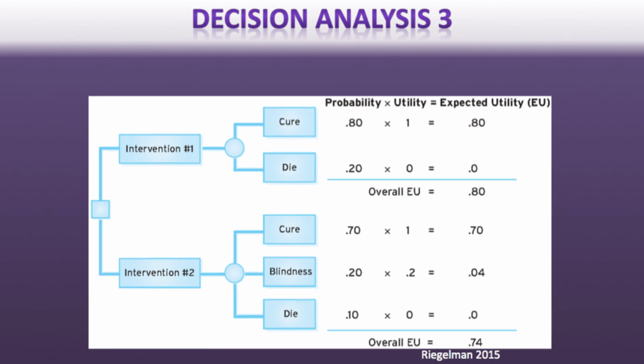Whereas if you bring that utility value for blindness down, well, then it goes to 0.04, and then you have an overall effect for pill B of 0.74, right? Which is then lower than the option of pill A.